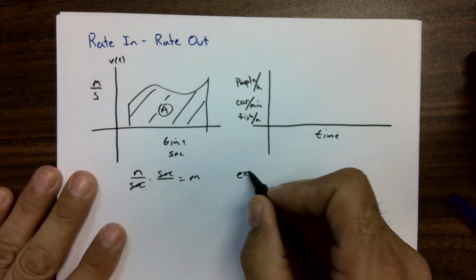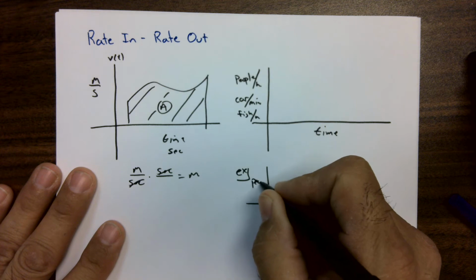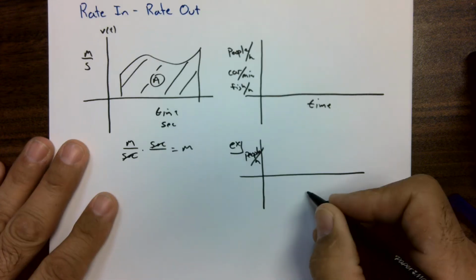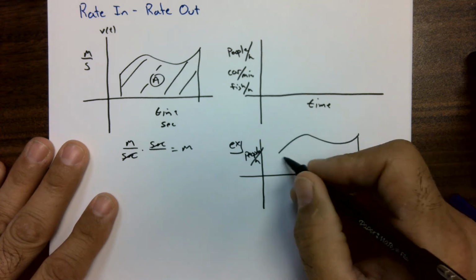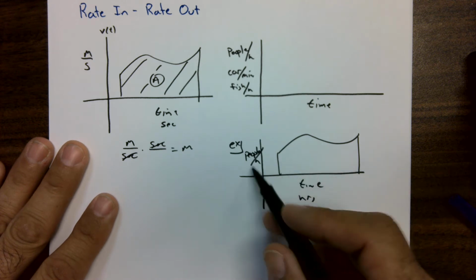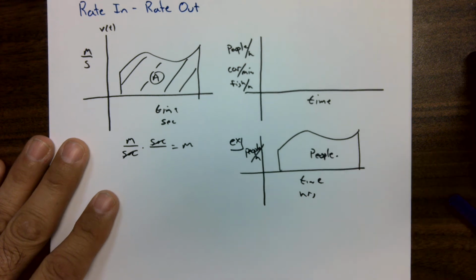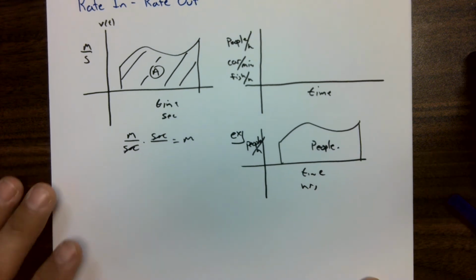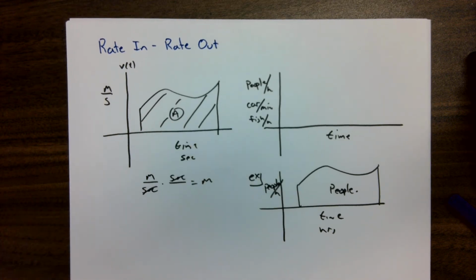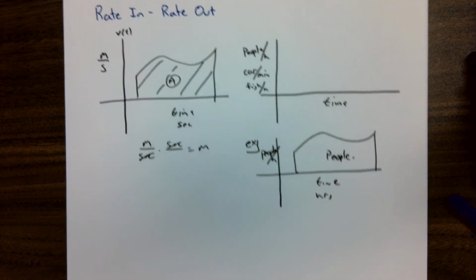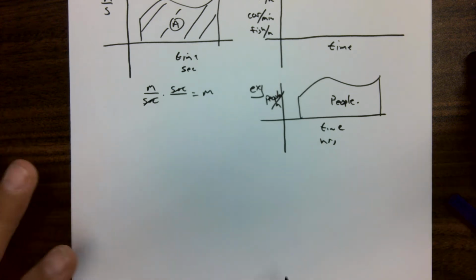So for an example, let's say we had people per hour, and we had the time here being hours, and we looked at the area underneath the curve. If you multiply the units together, this is going to be the number of people. Does that make sense? Just like on this one, when you multiply the units, this unit's going to be in meters.